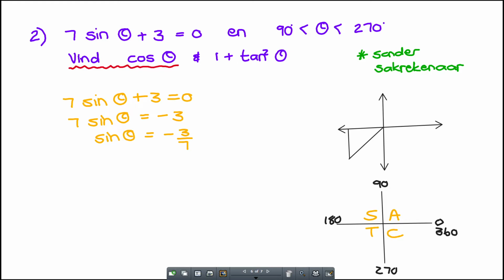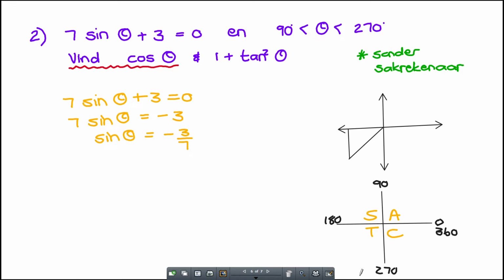Wat? Okay, ja, sê maar. Het jy hom so geskryf? Okay, kom ons kyk gou-gou.